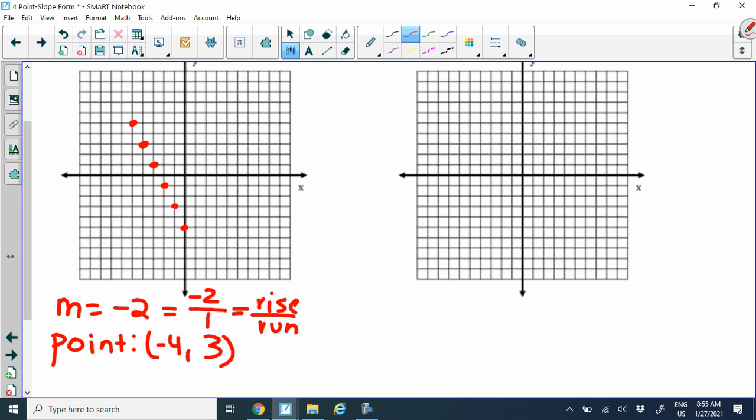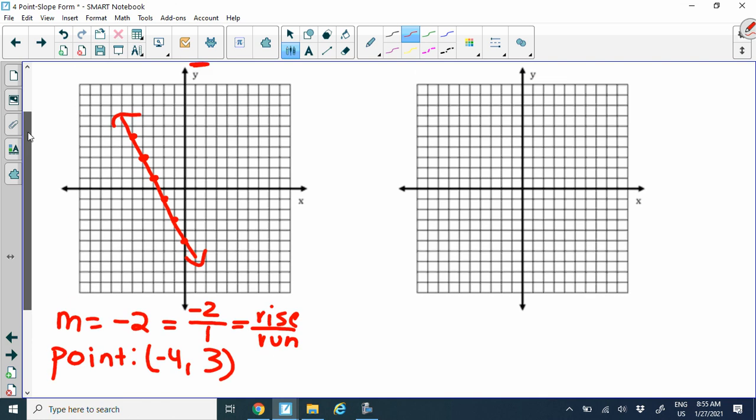So we do have at least 5 points. I connect them, don't forget, with a line. And because it's a line, we have arrows, meaning that it goes on forever, okay? Okay, let's go ahead and try the next one.